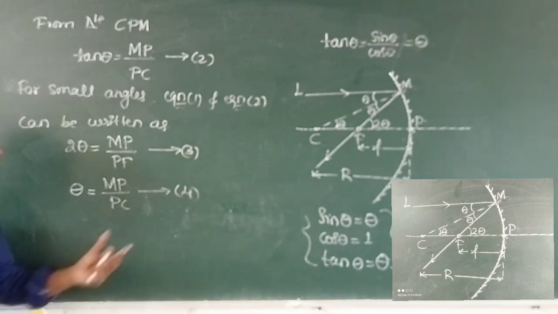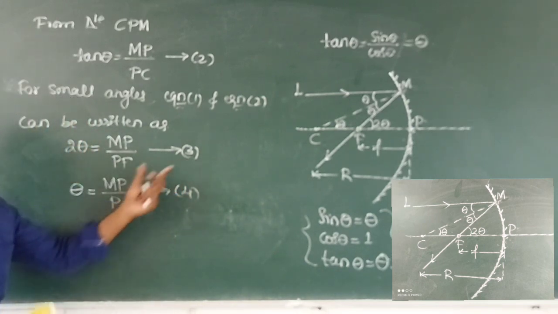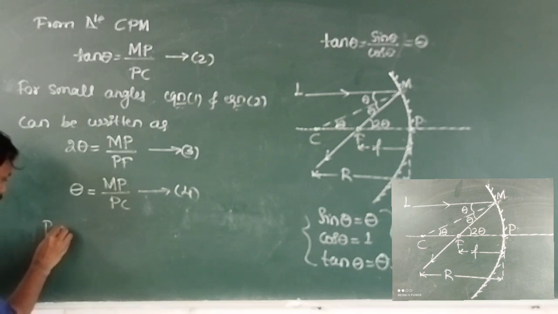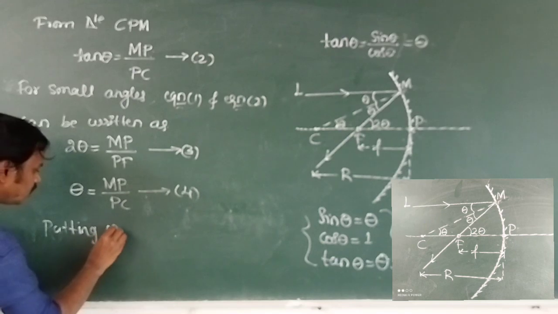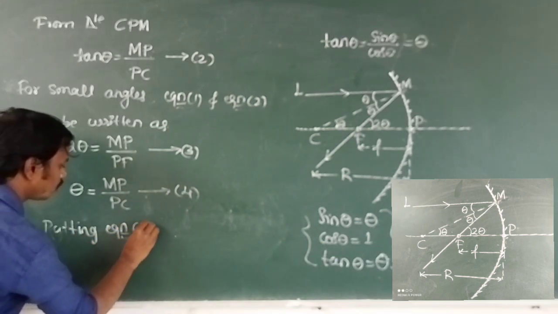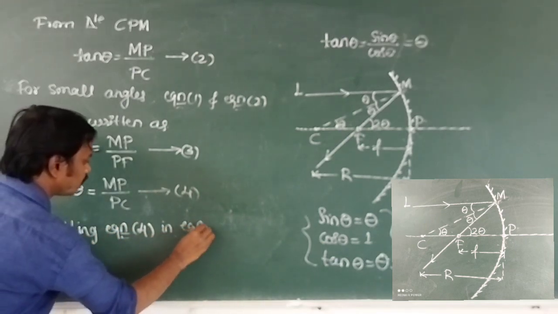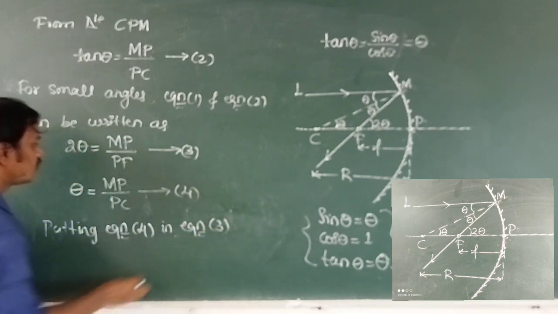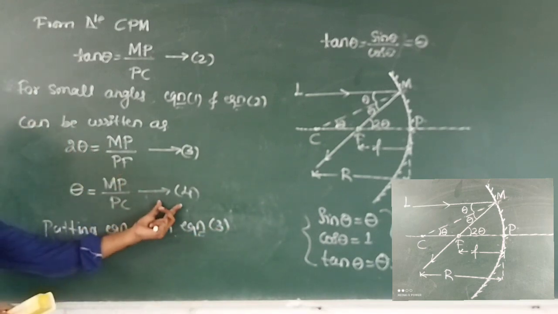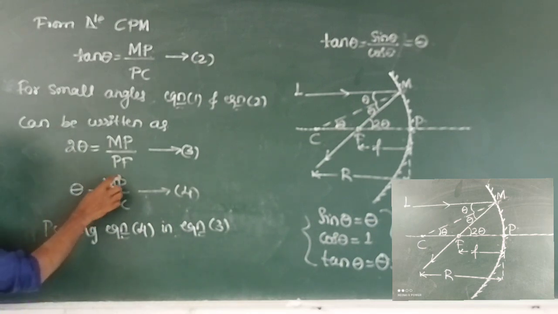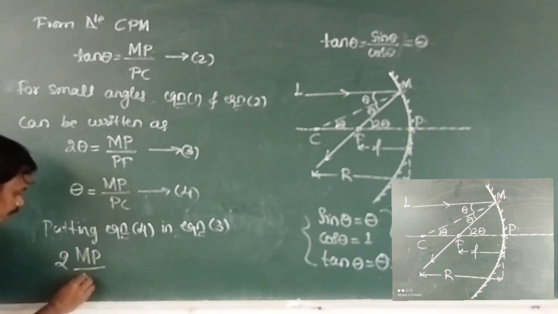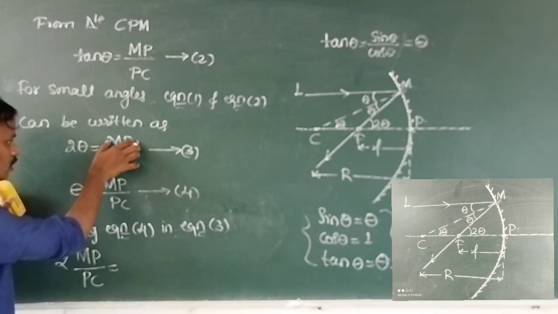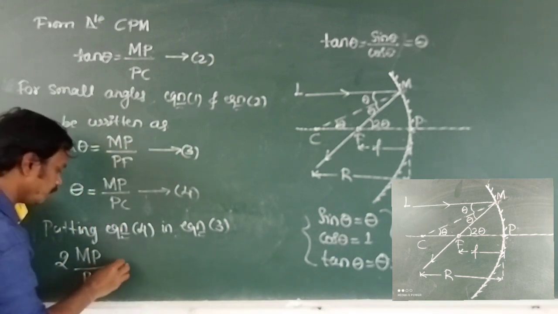Then substituting equation 4 in equation 3, means wherever theta is there, that theta can be replaced by equation number 4. So what is theta here? MP by PC. 2 into MP by PC is equal to, then what about the right hand side of equation 3, that is MP by PF.